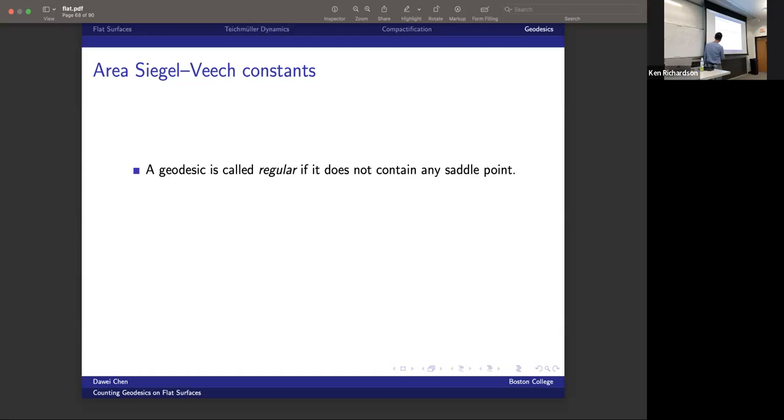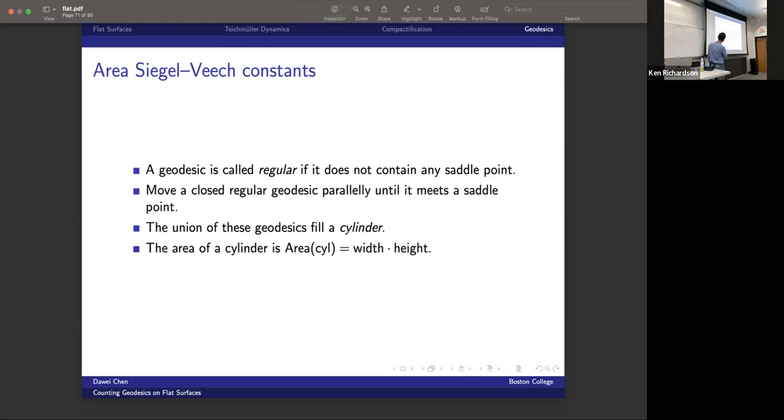I want to count something called the area Siegel-Veech constant. So count the following objects. A regular geodesic just means I have a closed geodesic, maybe like here. Because these two edges are identified together, this just becomes a closed geodesic without hitting any singular points. That's called a regular geodesic. Now I can move it up and down. If I have this regular geodesic, I can move it up and down, parallel, maybe until I hit some singular point, maybe here are some special points. Then, because these two edges are identified, these parallel regular geodesics will build a cylinder. If I glue the two edges together, it will build a cylinder.